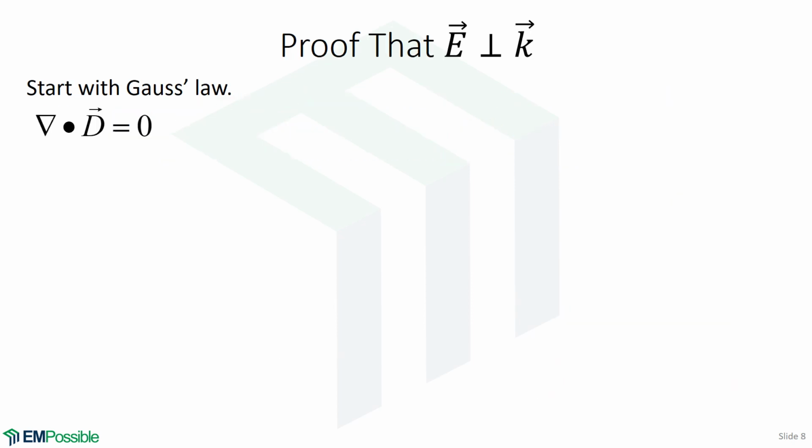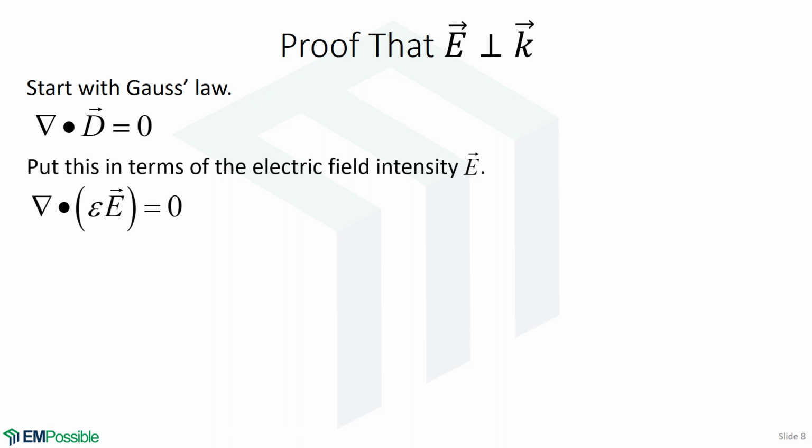Just to prove that the electric field is always perpendicular to the direction of the wave, let's start with Gauss's law, del dot D equals 0. The first thing we need to do is put this in terms of the electric field. So we replace D in Gauss's law with epsilon E, and that's the constitutive relation. Now we have our divergence equation in terms of the electric field. That permittivity term, epsilon, is a constant, so it can come to the outside. We can divide both sides by epsilon, and we end up with del dot E equals 0.